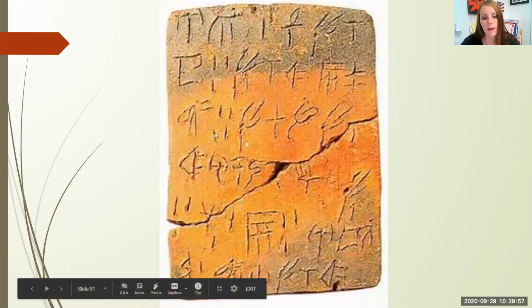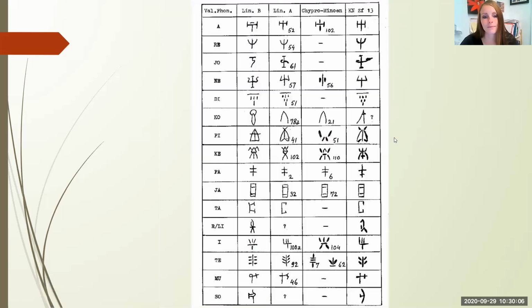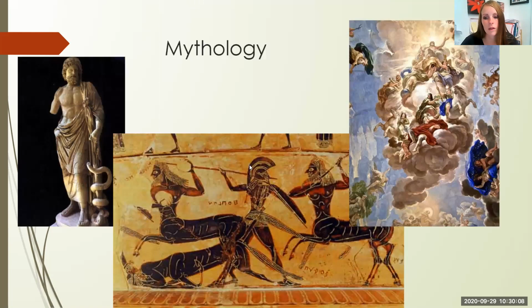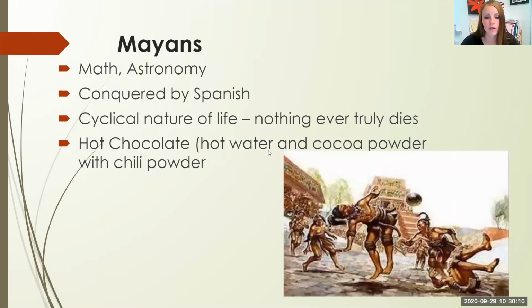We do have pictures of their writing, like here is a picture, it's on a clay-like tablet, and you have lines and symbols. Greek mythology, I'm gonna go fast through things that we don't need.